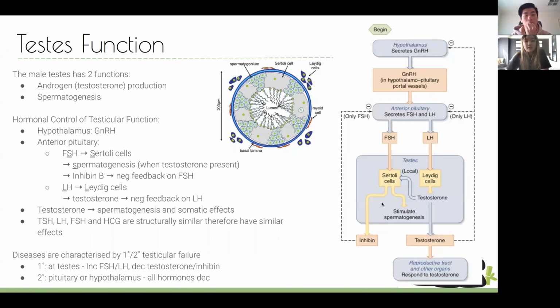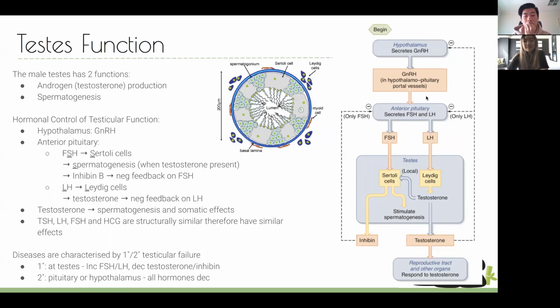Diseases are also characterized by primary and secondary testicular failure. So when they're primary, they occur at the testes. So it's something wrong with your Sertoli cells, Leydig cells, etc. If there's a decrease in testosterone or inhibin, there's actually an increase in FSH because your anterior pituitary is like, what's wrong? Why is nothing being secreted? Let's just send more signals. So hopefully they'll listen and secrete more stuff.